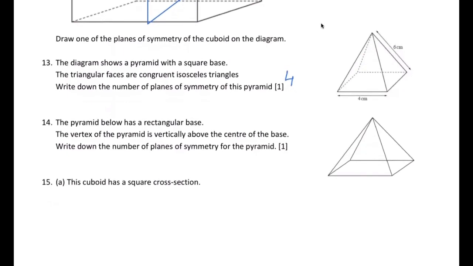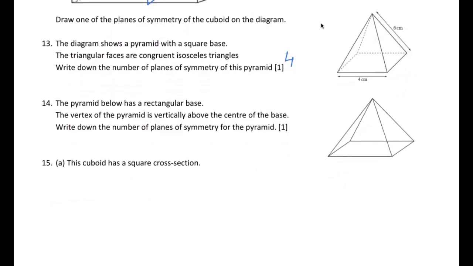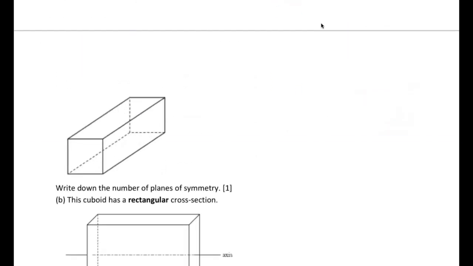The pyramid below has a rectangular base. The vertex of the pyramid is vertically above the center of the base. Write down the number of planes of symmetry of the pyramid. How many planes of symmetry will this pyramid have? How many lines of symmetry does a rectangle base have? 2. So there are going to be 2 planes of symmetry.